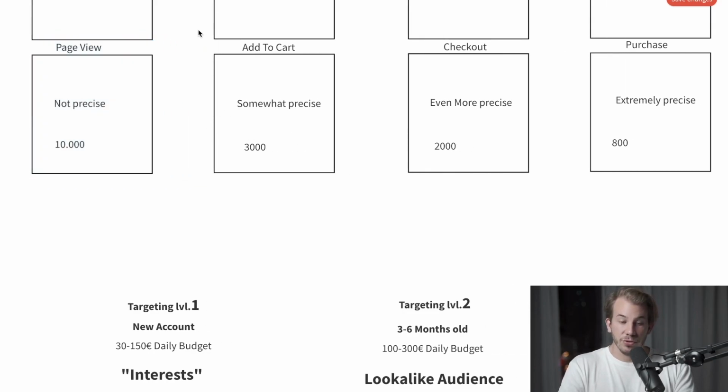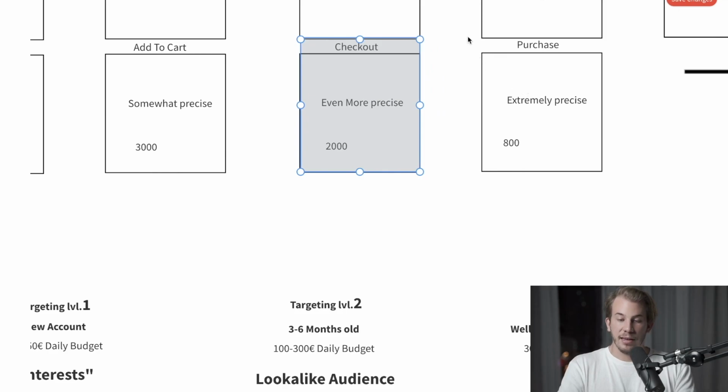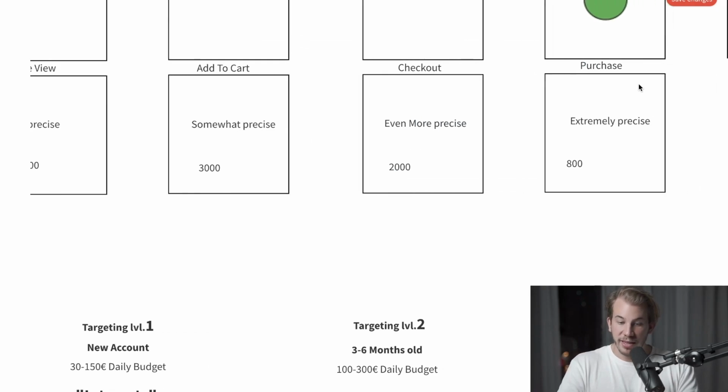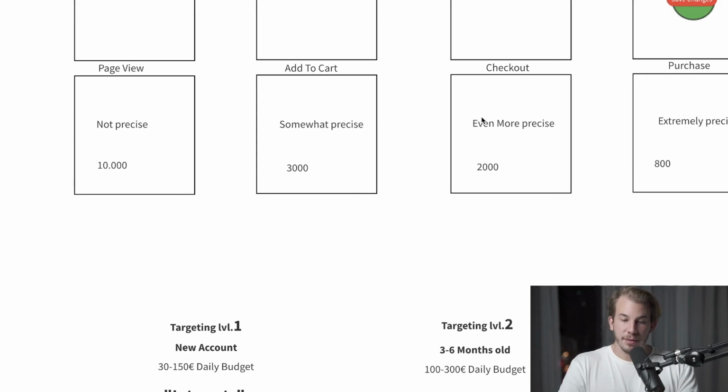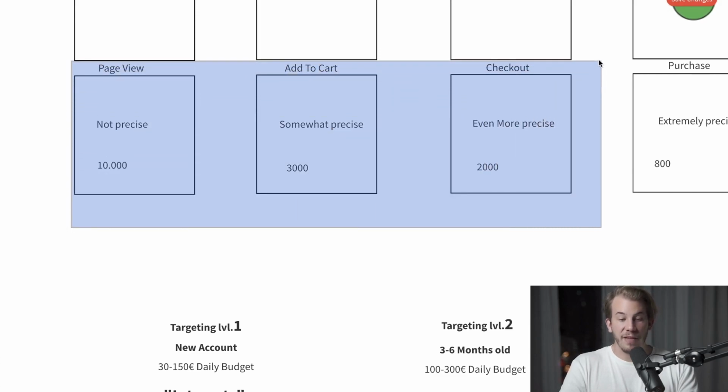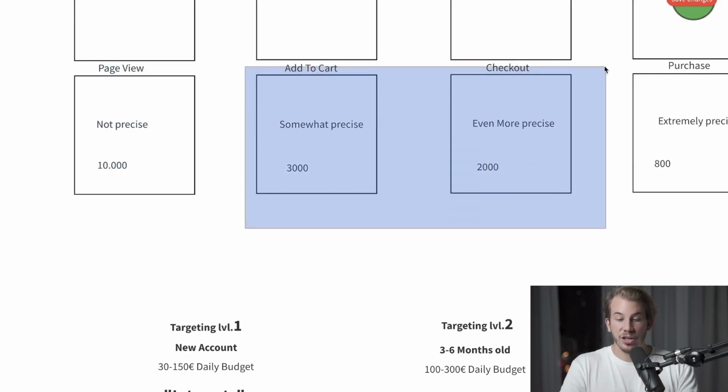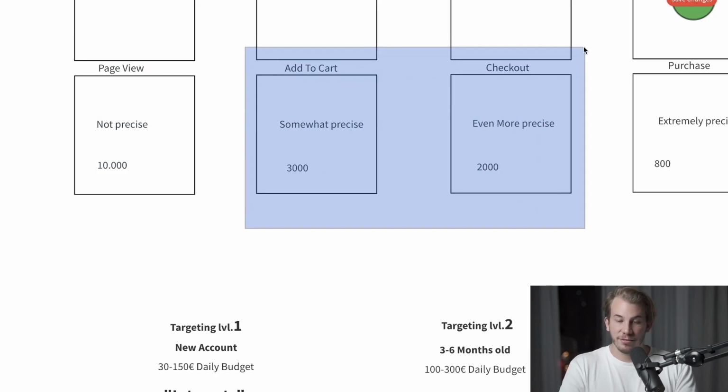But you can also try to add lookalike that add to cart. You can lookalike that checkout, and you can start lookaliking your purchase, which in this specific stage might work the best already, I think, even though it's just 800. But all these audiences are now valid. Potentially add to cart and checkout might be your best bets right now.